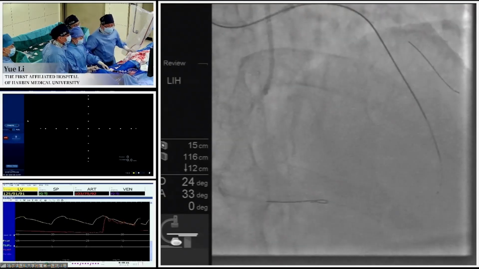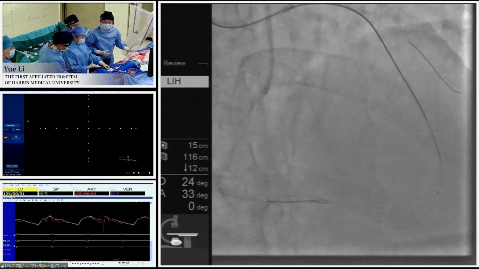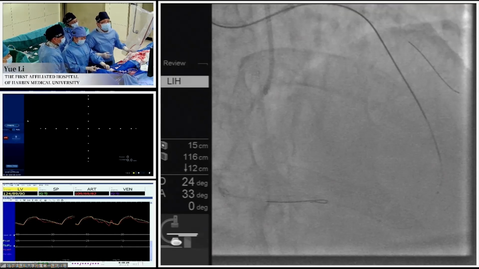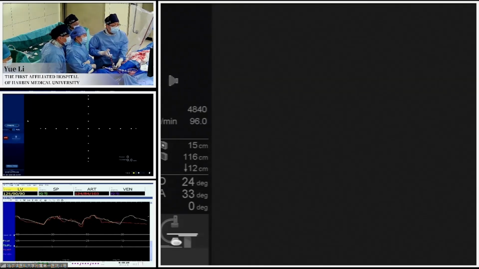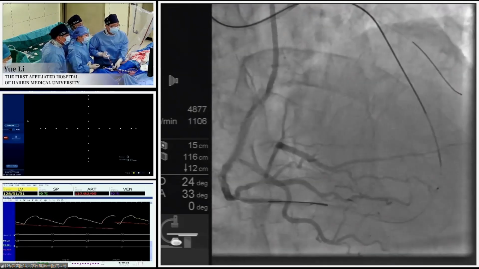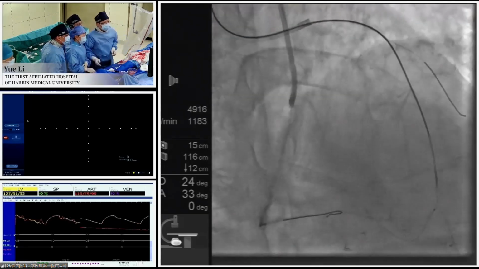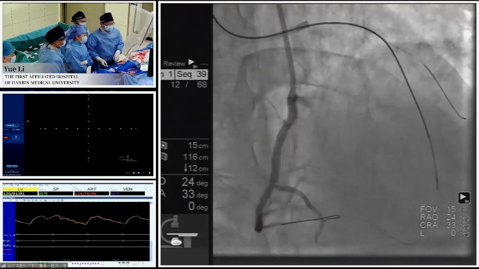Okay. Andrew, to make the audience clearly see where the microcatheter is. Okay, good. Everything is good.